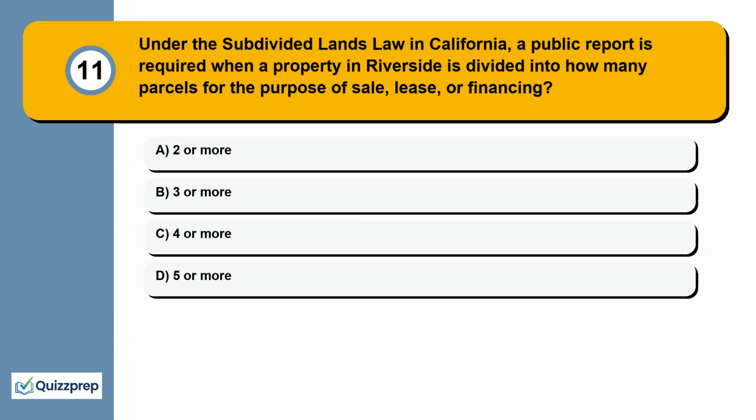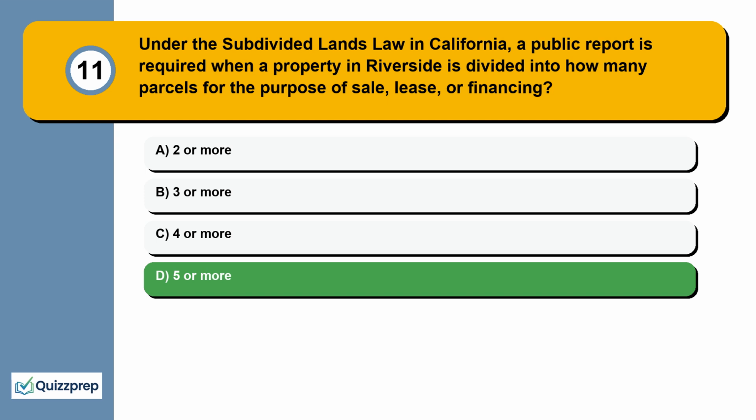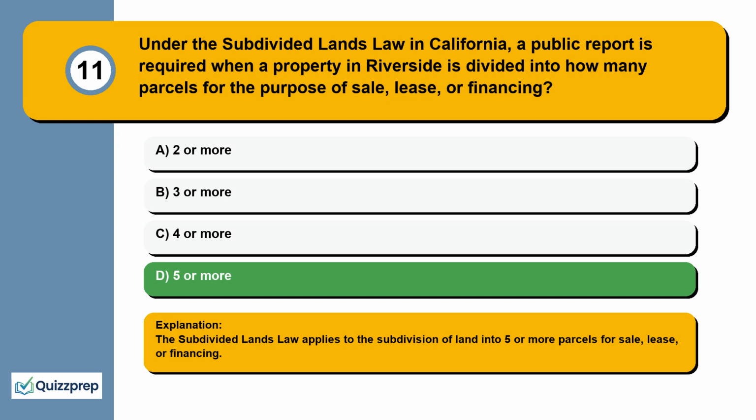Question 11. Under the subdivided lands law in California, a public report is required when a property in Riverside is divided into how many parcels for the purpose of sale, lease, or financing: 2 or more, 3 or more, 4 or more, 5 or more. The subdivided lands law applies to the subdivision of land into 5 or more parcels for sale, lease, or financing.